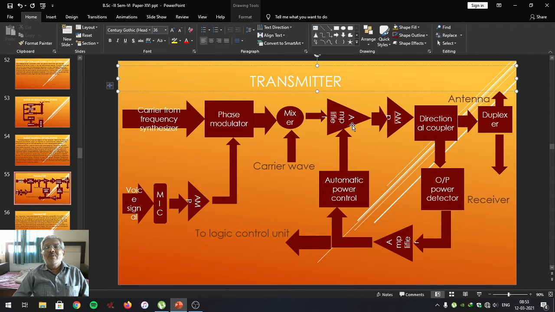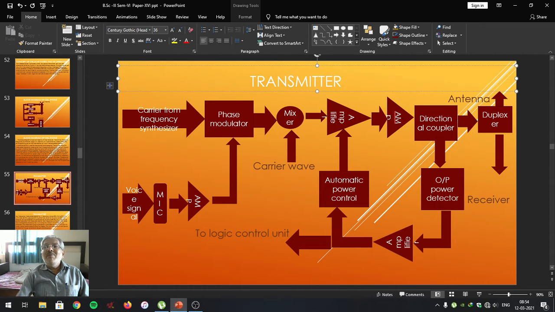Especially, power amplification takes place with two stages. One is a low power amplifier and the second is a high power amplifier. Or we can say this is the driver amplifier stage, whereas this one is the power amplifier stage. Both stages are used to provide sufficient gain to the modulated signal to be transmitted.